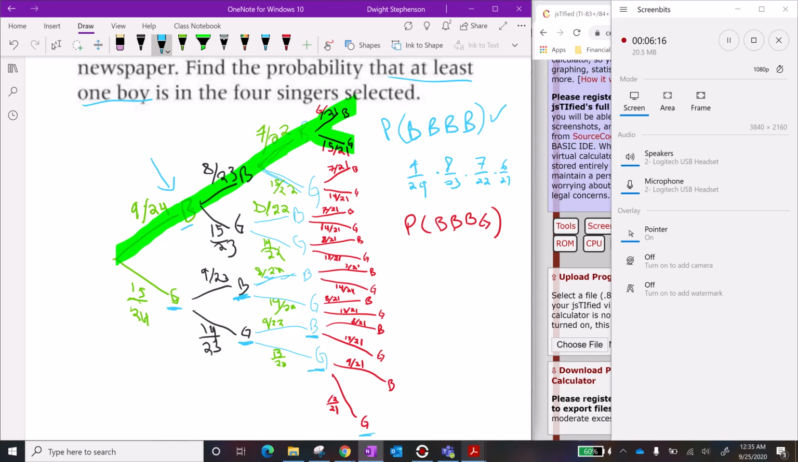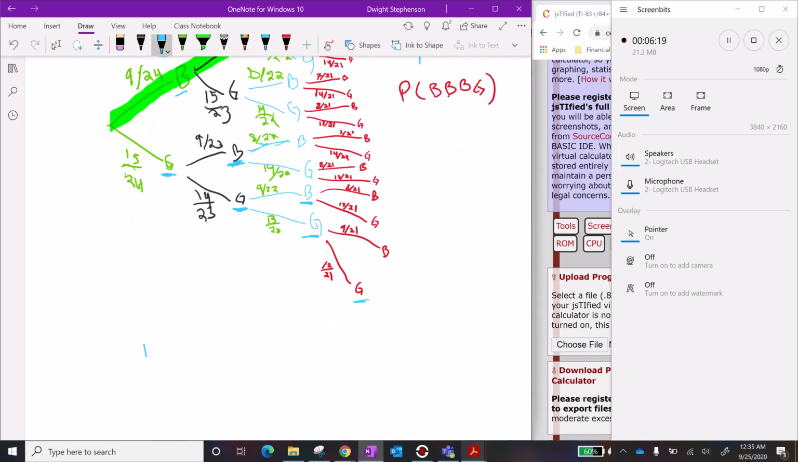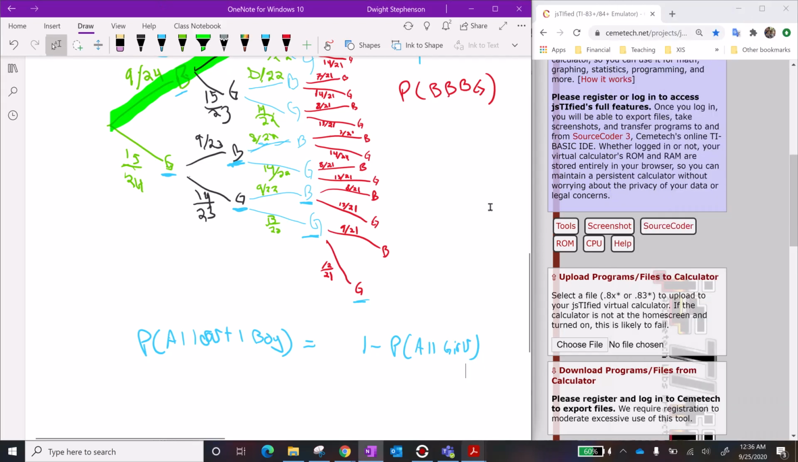So at least one boy is the same thing as, right? So you could say the probability of at least one boy is the same thing as 1 minus the probability of all girls, right? Because all girls is the only one that doesn't have at least one boy. So if I could just figure out the probability that they're all girls, then I could just subtract that from 1 because the rest is going to be at least one boy, right?